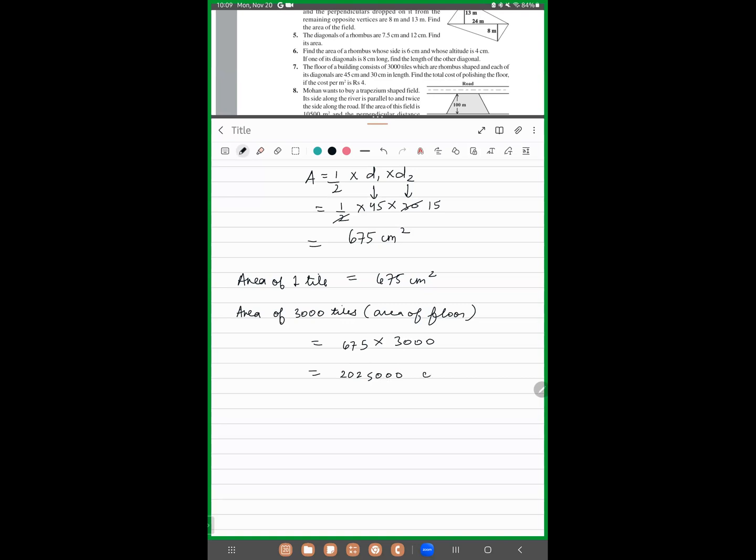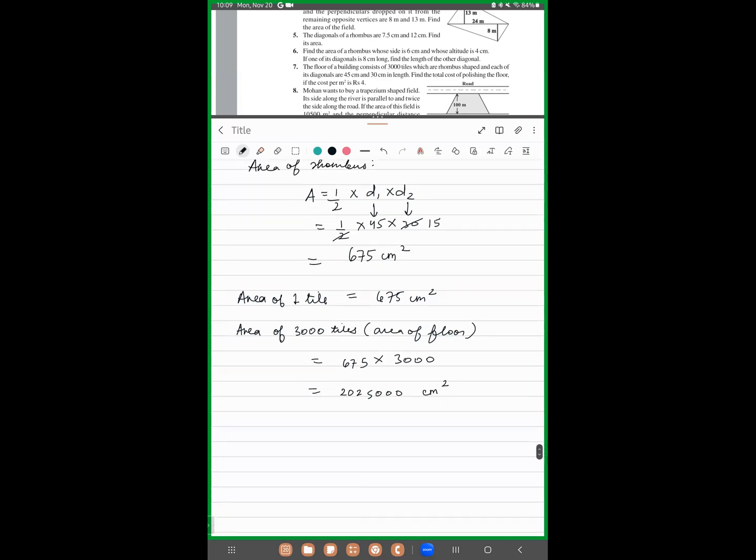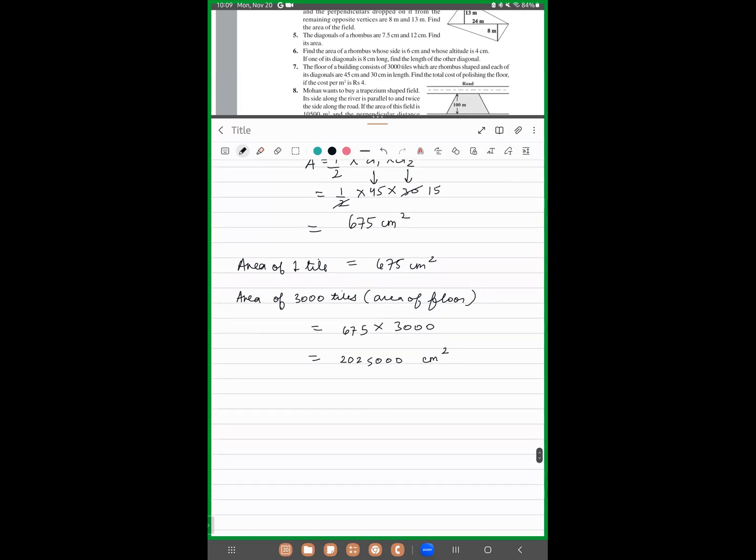So this many centimeters square. Give me a minute to write it down. But this is not the final answer. We have to convert this into meter square. Why? Because they are telling us the cost of polishing is ₹4 per meter square, but over here we have it in centimeter square. So convert this into meter square.